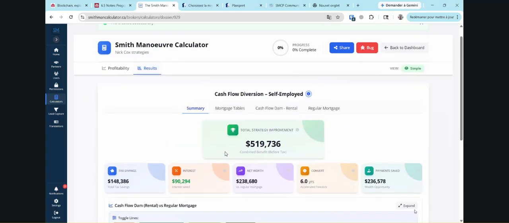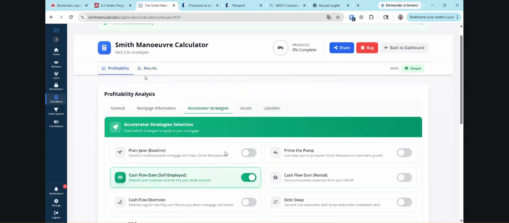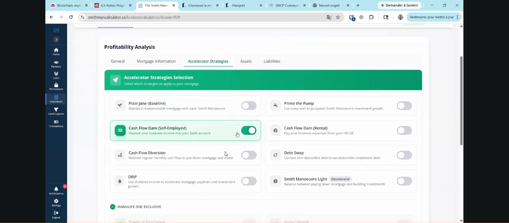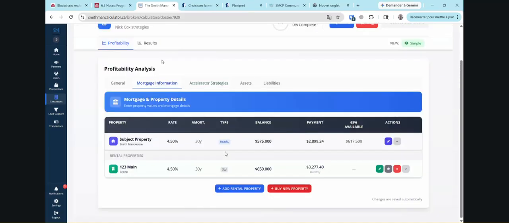So there's a lot of avatars. The opportunity with the sole proprietor, the various sole props. There's a CPA, a 15-year CPA with one of the big four, that I'm working on with the self-employed cash flow dam. The cash flow dam for rentals is kind of widely used, less so for the self-employed, but it's such a remarkable opportunity. And there are other strategies as well that we coach on.